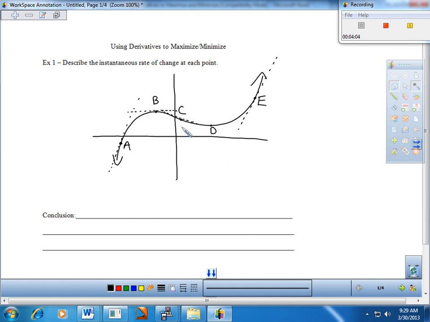Same thing on D. At the minimum, the only way to draw the tangent line at that point is for it to be perfectly horizontal, something like that right there. And so as a result, if I look at those tangent lines at the max and min, the question is, what is the slope of a horizontal line? And the slope of a horizontal line is 0. And so as a result, now what we have is that the instantaneous rate of change right there at B and at D would be 0.